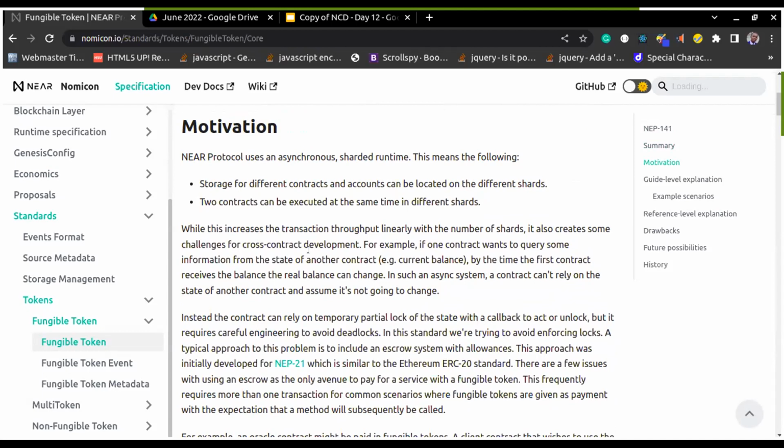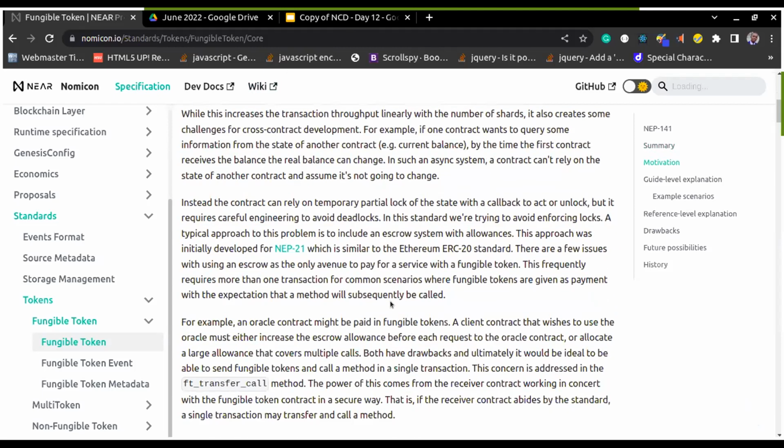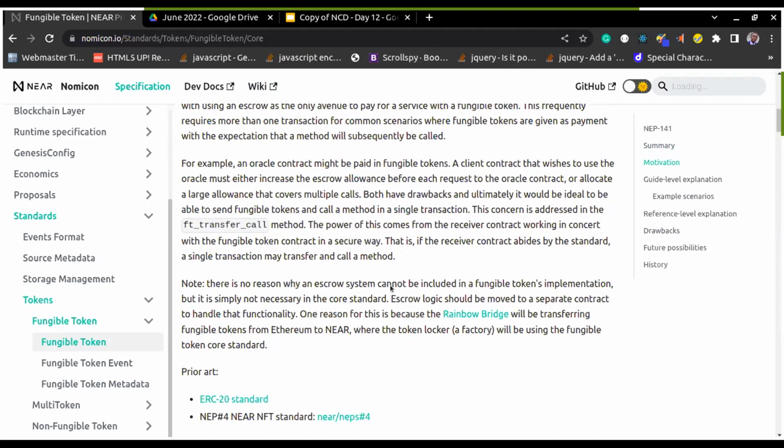It uses an asynchronous sharded runtime. This means that the storage for different contracts and accounts can be located on different shards, and two contracts can be executed at the same time in different shards. This is where we talked about callbacks. If you're going to perform functions in other smart contracts, it's likely that those transactions are going to take place in different shards, and so callbacks will help us achieve all that. We're going to see how that is used within a fungible token smart contract.